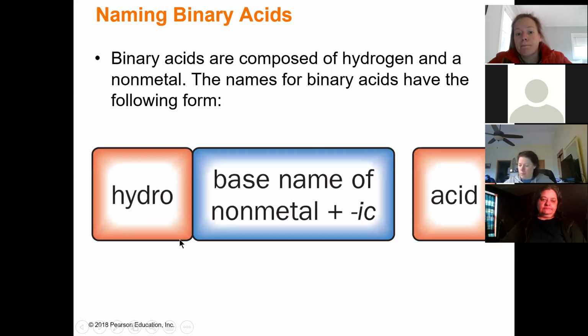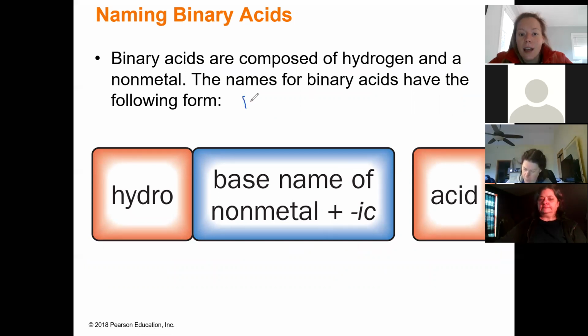If it's binary, this is how we're going to name it. You write the word hydro. That kind of encompasses the hydrogen. You take the base name of the nonmetal, you cut it off and you add ic, I-C. And then you write the word acid.